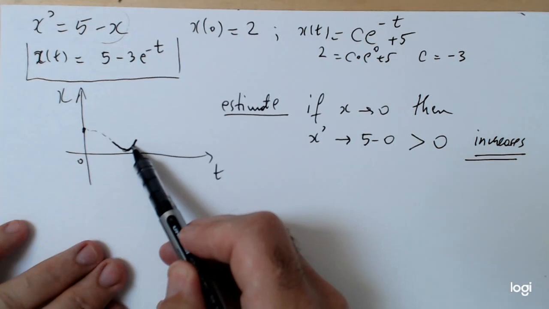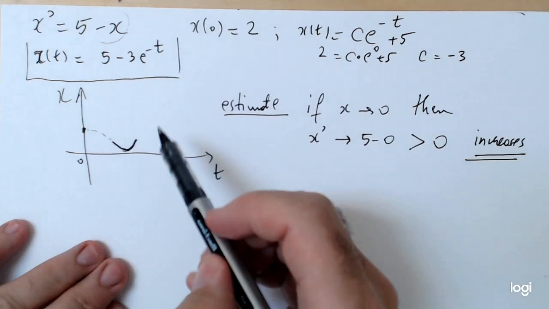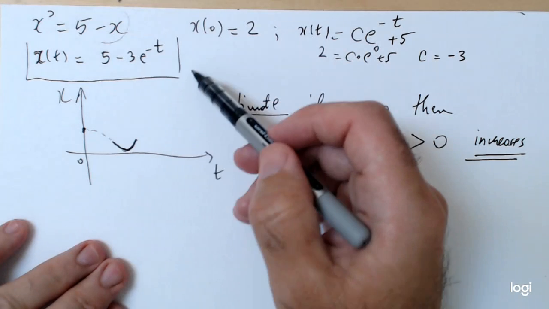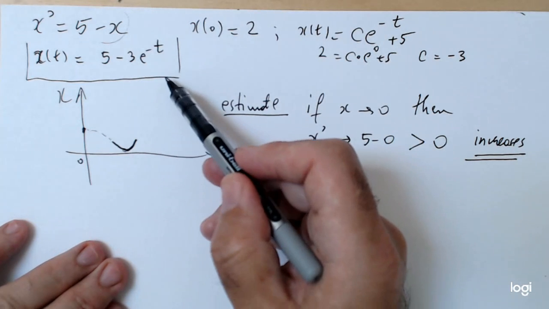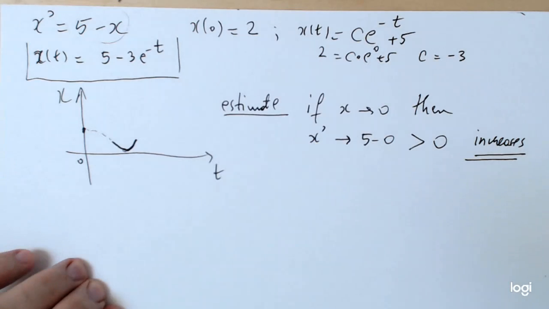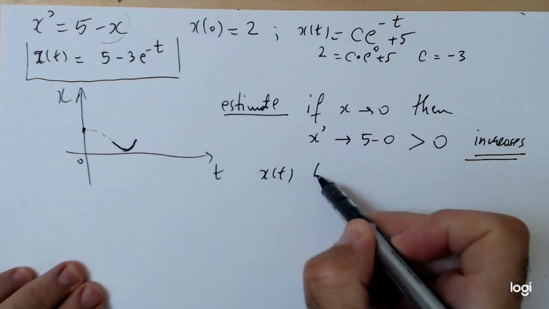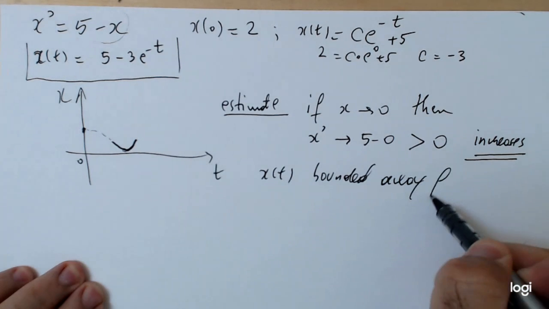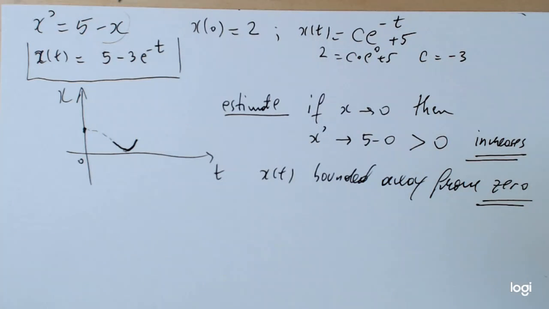And again, remember, I don't know what x of t does. In this case, I do, of course, but let's suppose I have no idea. Maybe it goes up, it goes down. But I know for a fact that whenever it comes close to 0, it is going to increase again. So in that sense, we can conclude that x of t remains bounded away from 0, which is a stronger positivity condition, if you want.